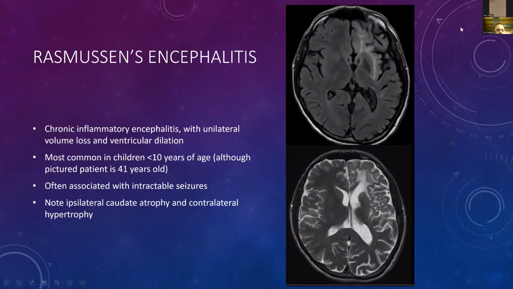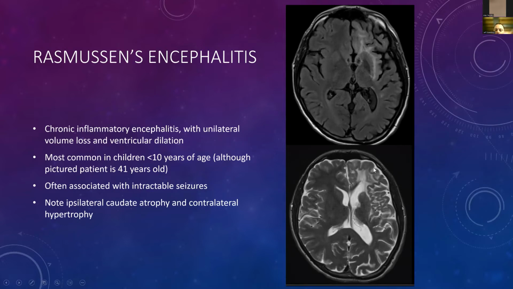Rasmussen's encephalitis is a chronic inflammatory encephalitis with unilateral predilection and volume loss, and ex vacuo ventricular dilation. This is going to be more common in children less than 10 years of age, although this patient is 41, and it's often associated with intractable seizures.